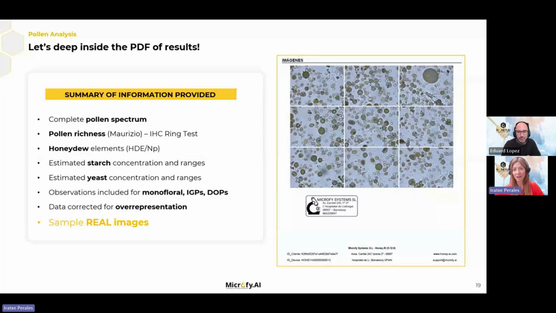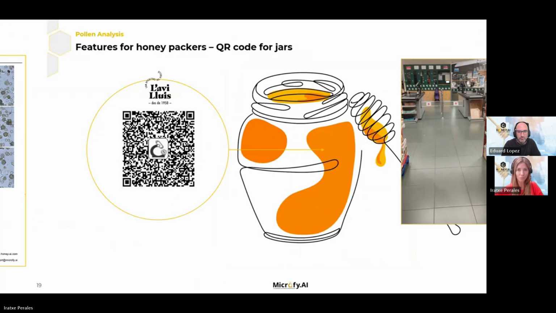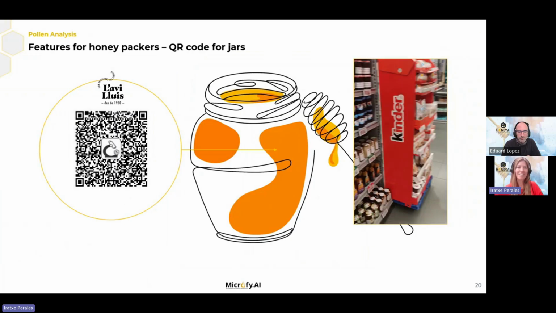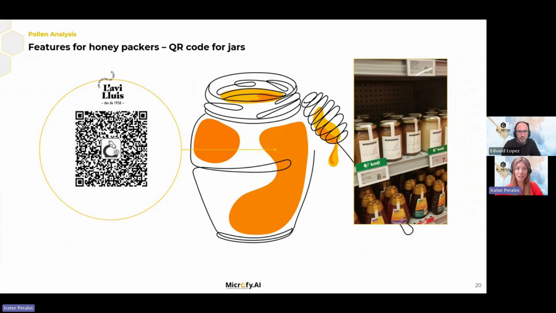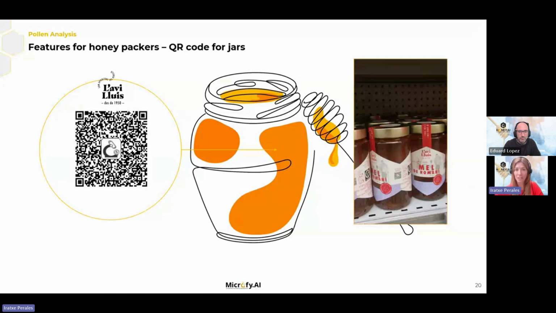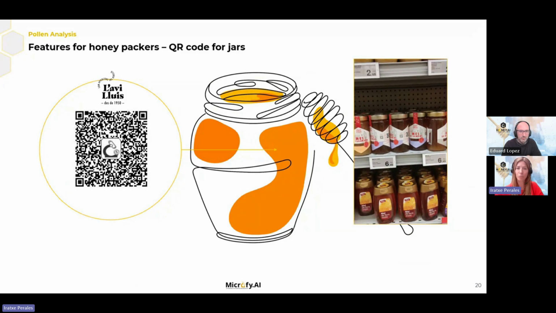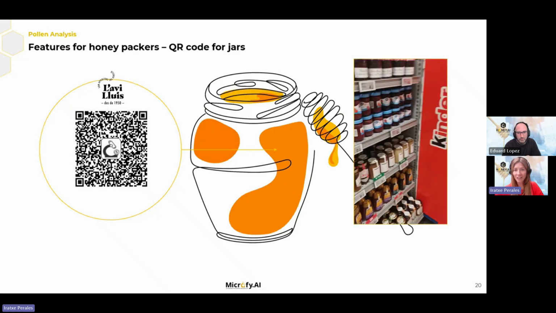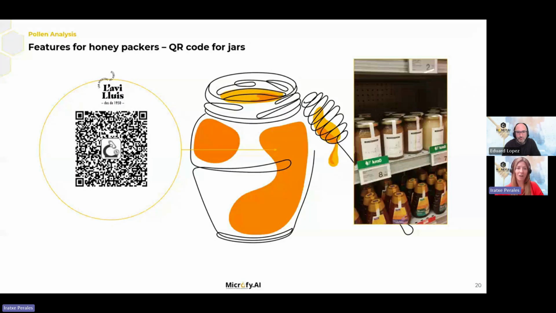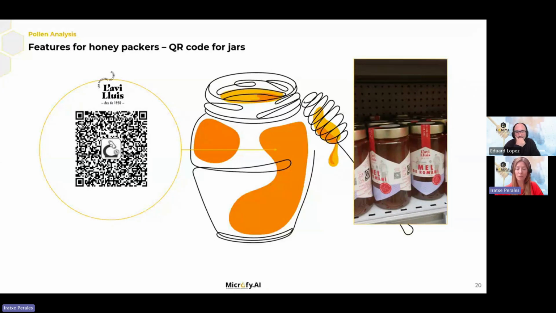You see here real images. So I think that this is a very good point that we provide the user that external laboratories don't do. And here, this is one feature that we have just released in summer for the Iberian Peninsula, available in Spain and Portugal. Already in the supermarkets, we launched with Avijuis, one Spanish brand.